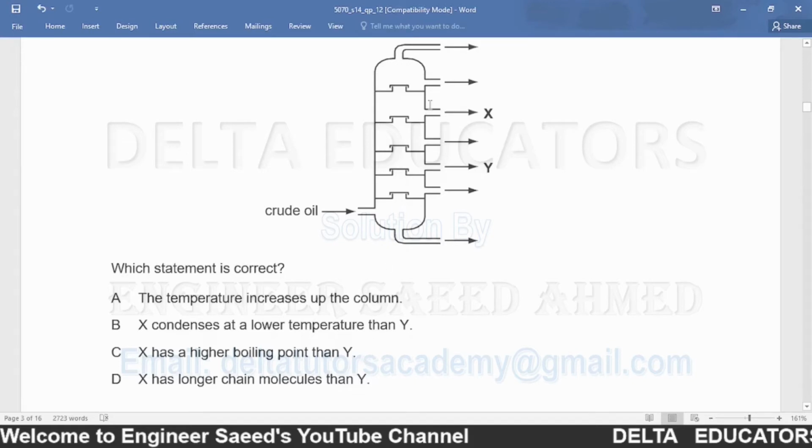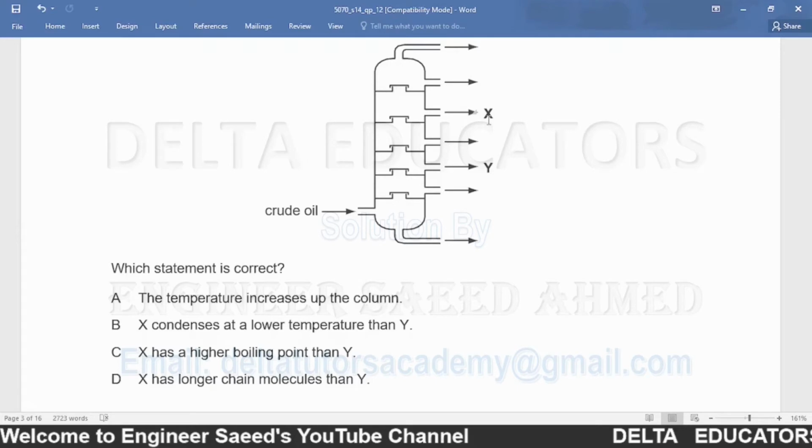X will have lower boiling point and Y will have higher boiling point, because Y we are collecting at the bottom and X we are collecting at the top. So X will have lesser molecular mass, Y will have greater molecular mass, and with the decrease in molecular mass, boiling point decreases, so X will have lower boiling point than Y. So C is also incorrect.